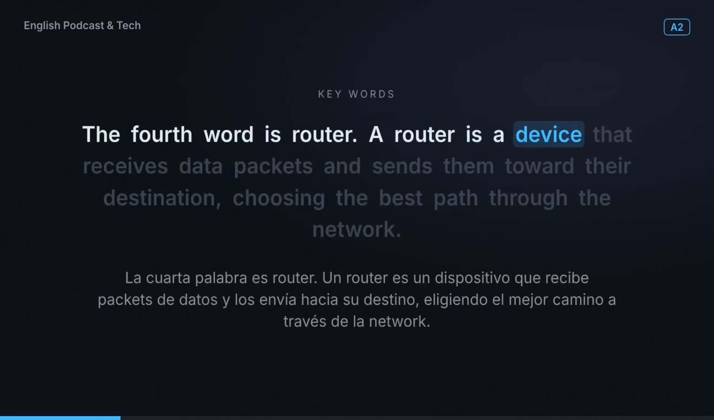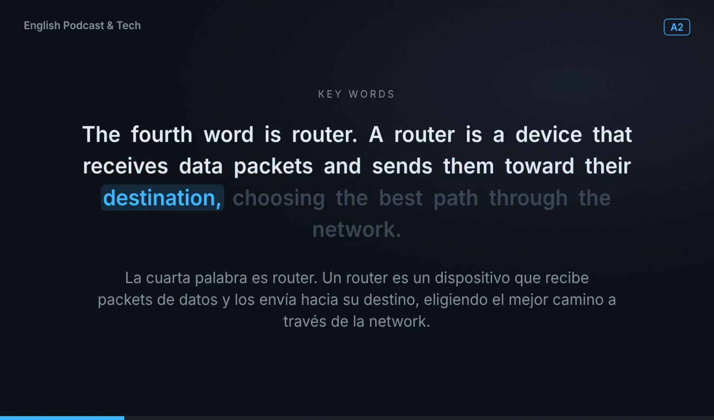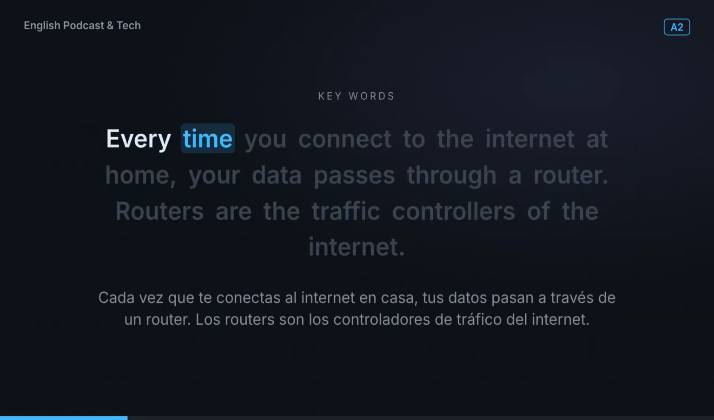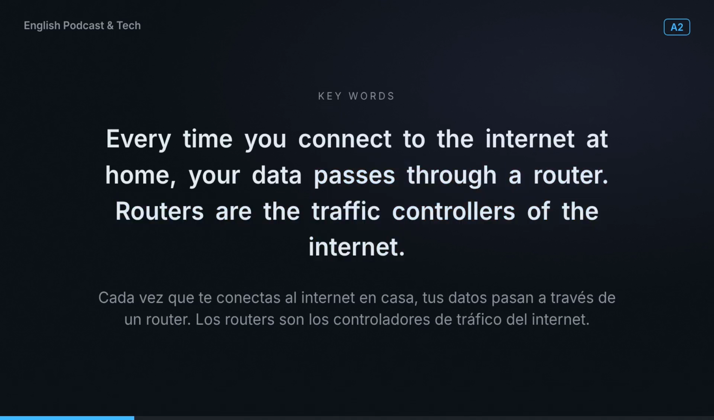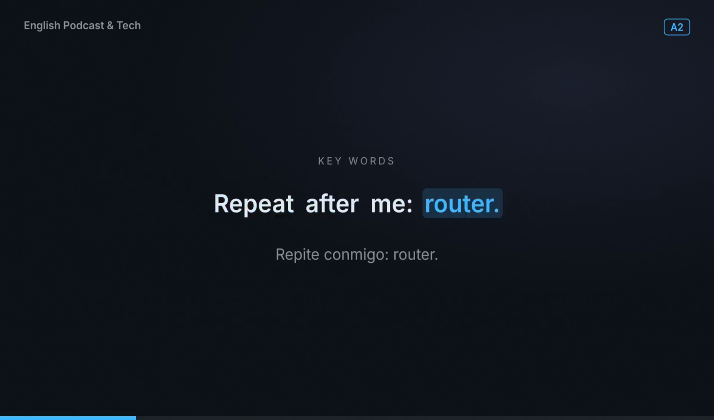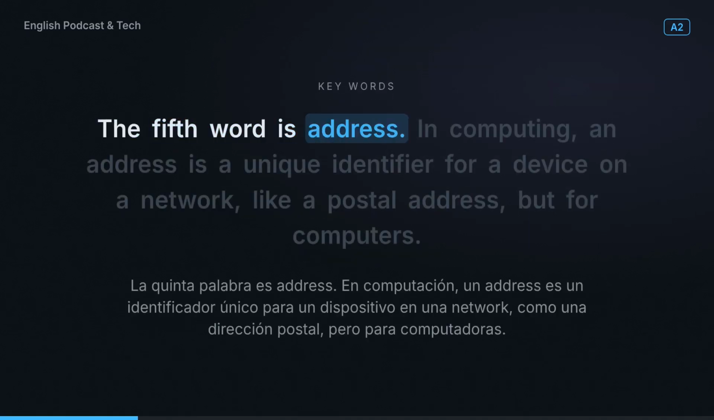The fourth word is router. A router is a device that receives data packets and sends them toward their destination, choosing the best path through the network. Every time you connect to the Internet at home, your data passes through a router. Routers are the traffic controllers of the Internet. Repeat after me. Router.